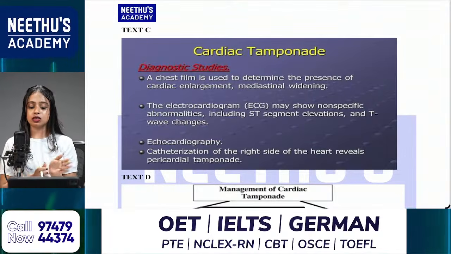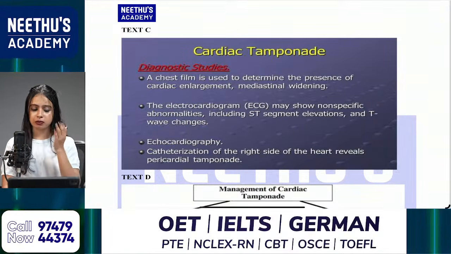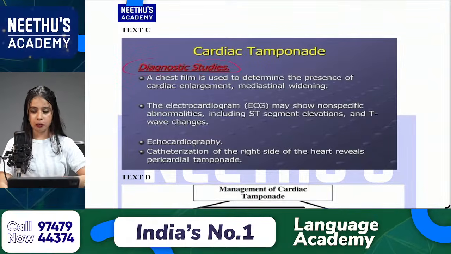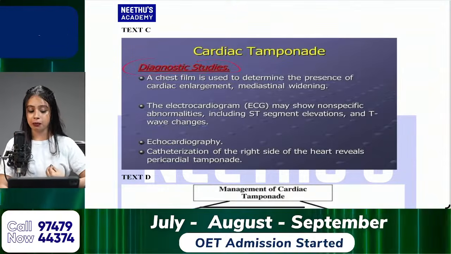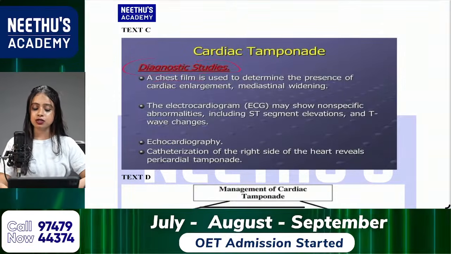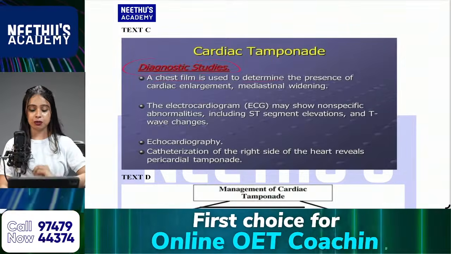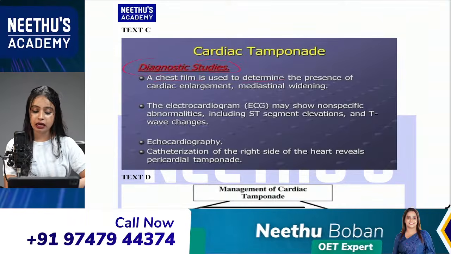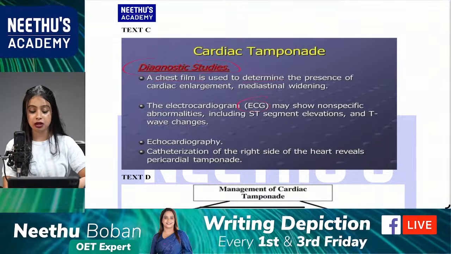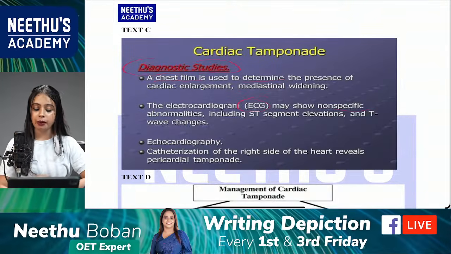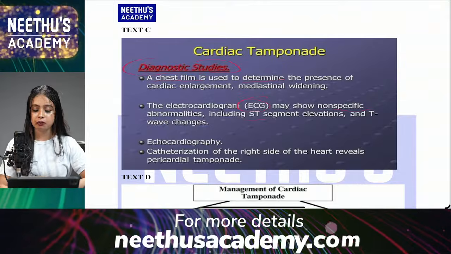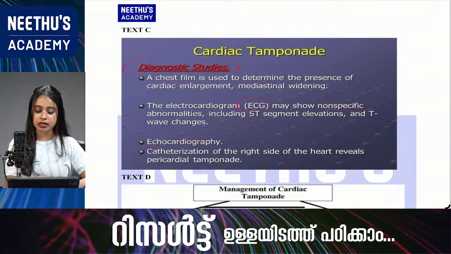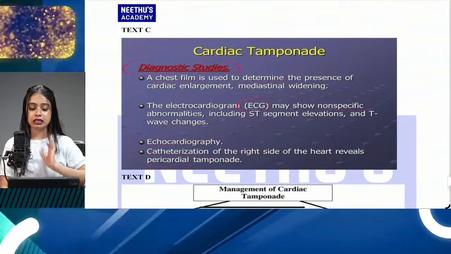As you can see here, this is all about a picture. Okay, a table, something mentioned, cardiac tamponade diagnostic study. So this is all about the diagnosis. So how we are doing diagnosis? Through different tests maybe. A chest film is used to determine, is a word that indicates experiment, the presence of cardiac enlargement, mediastinal widening. Then electrocardiogram, that is ECG short form mentioned, may show non-specific abnormalities including ST segment elevations and T wave changes. Then echocardiography, catheterization. So these are my keywords from text C.